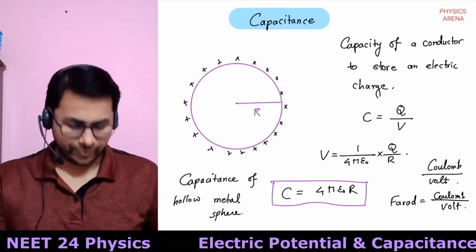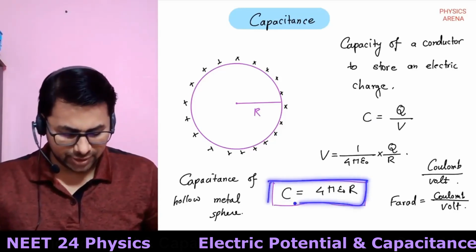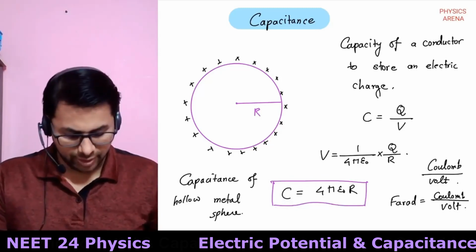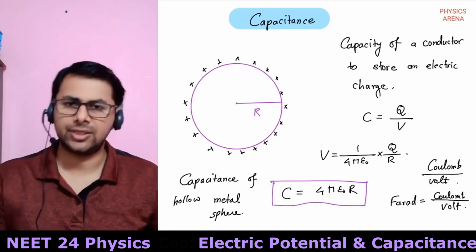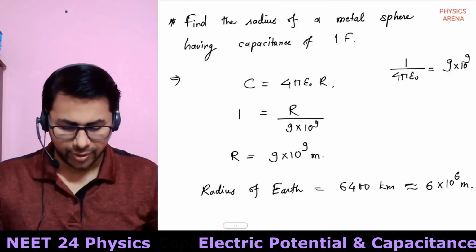4 pi epsilon naught R. Okay, so this is the capacitance of a spherical conductor. So we have to remember this formula, C is equal to 4 pi epsilon naught R.